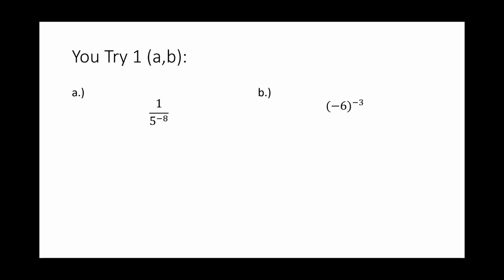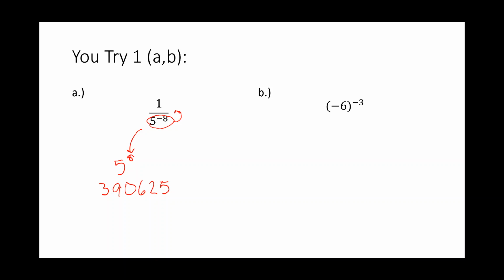Okay, now that you've tried them on your own, let's try them together. So 1 over 5 to the negative 8 power. I'm going to move it up first. So that's 5 to the 8th power on the top. 5 to the 8th power, if I use my calculator here, that's a big number. That's 390,625. 390,625 is my answer. Now let's take a look at letter B.